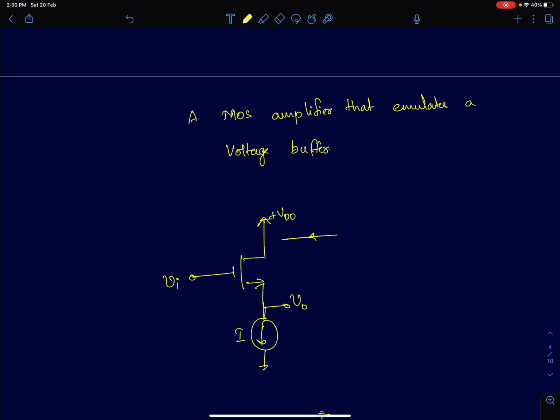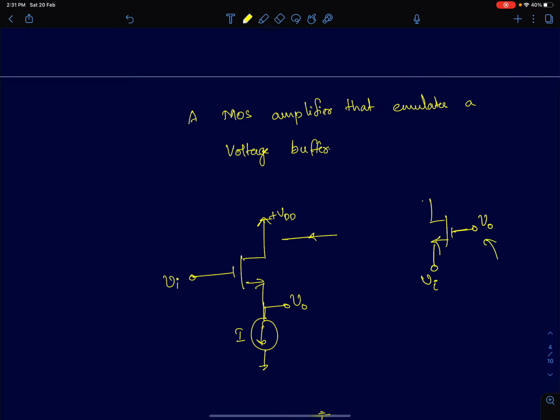Therefore I can define three common terminal topologies. The first one was common source. We saw in common source there were two possibilities and we discarded one of them. In the same way, for a common drain as well, there can be two possibilities. I can apply input at the gate.